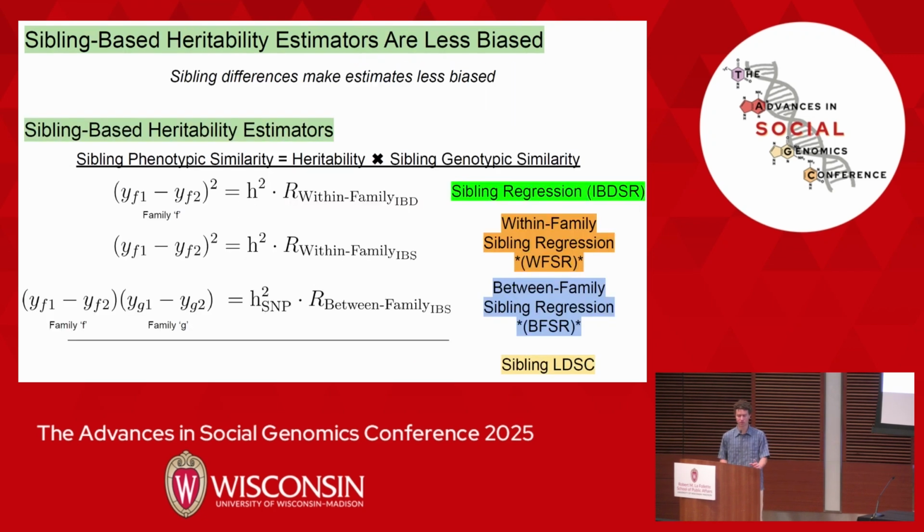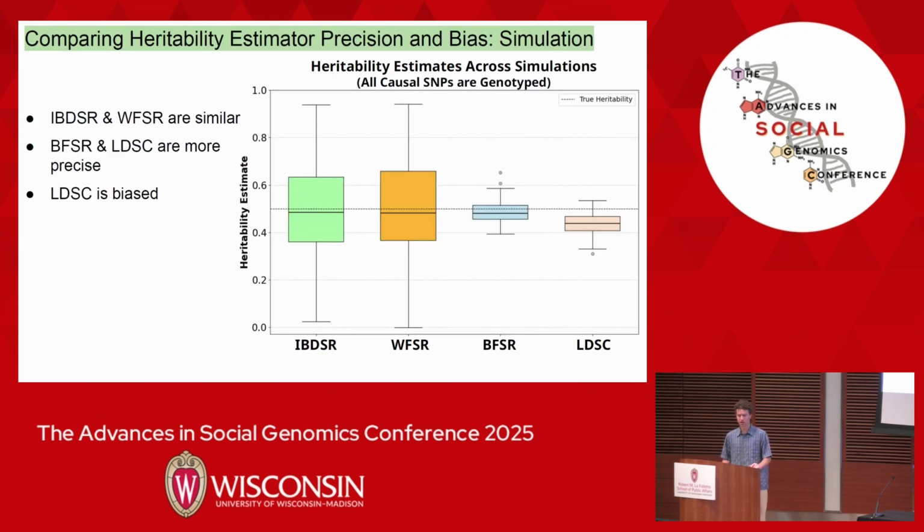Here are our first results, on a simulation, and we see that the IBD-based sibling regression and the IBS-based within-family sibling regression are very similar in their precision and how accurate they are. The next part, the two on your right-hand side, are the between-family methods, between-family sibling regression and LDSC. Both of them are a lot more precise, but between-family sibling regression is accurate, it's not biased here, whereas the LDSC is biased.